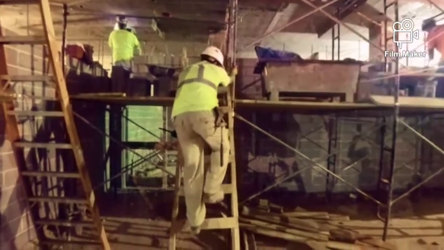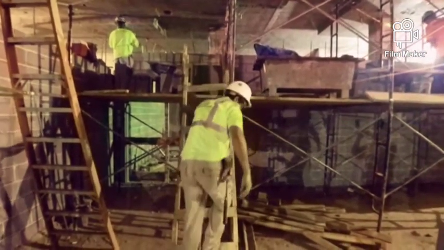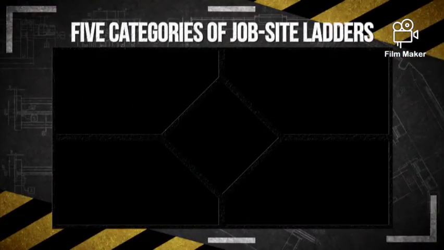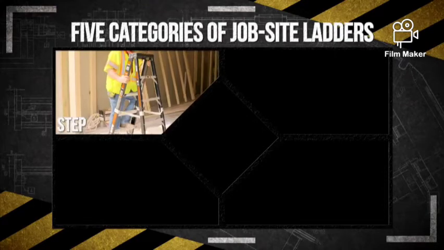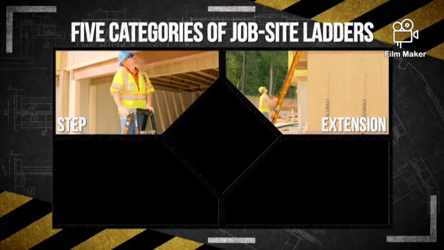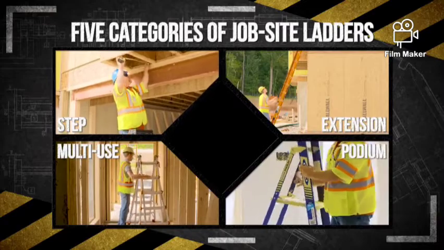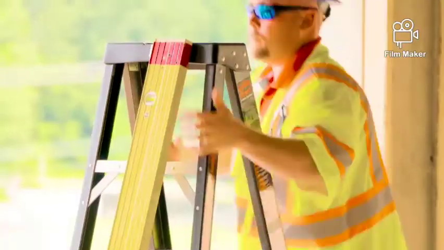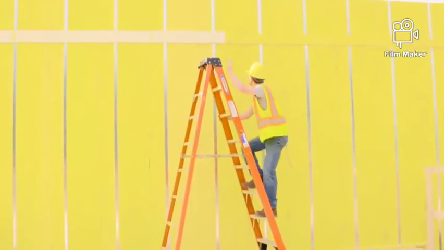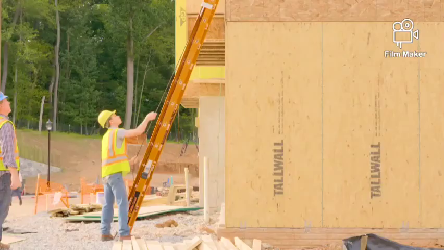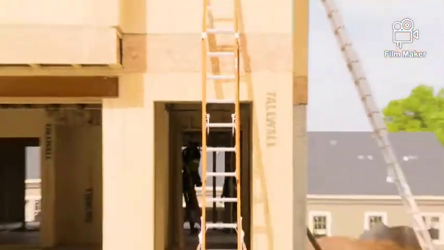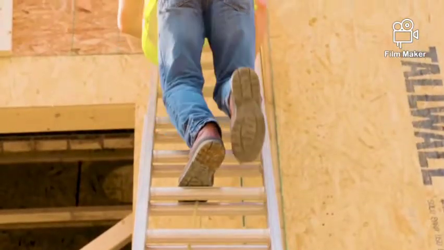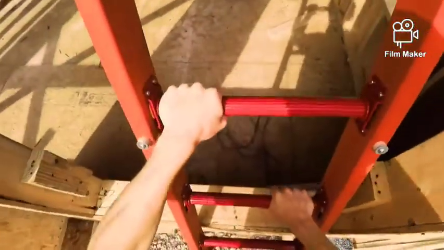First, you should select the style that best fits your job. There are 5 basic categories of ladders: step, extension, multi-use, podium, or job made. A step ladder is a portable, self-supporting A-frame ladder. An extension ladder is also referred to as a portable ladder, but they usually have 2 sections that operate in brackets, allowing for adjustable lengths.